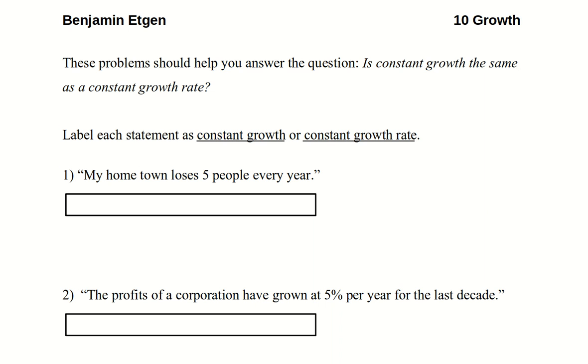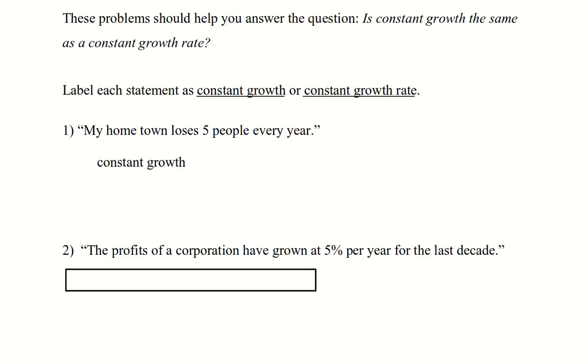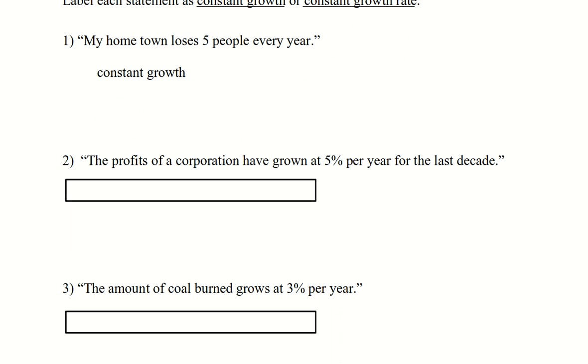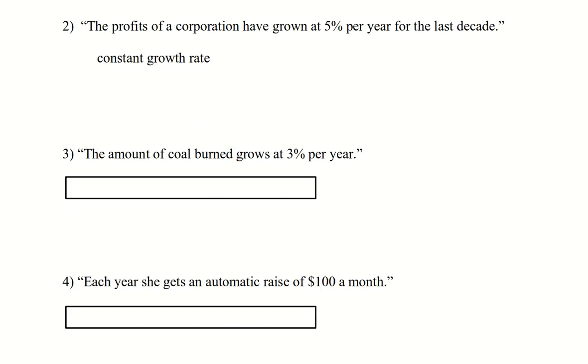So this first example says that my hometown loses 5 people every year. Now that's counting people. That's a constant amount of growth. You can say that the growth is -5. The second question says the profits of a corporation have grown at 5% per year for the last decade. That percent means that we're looking at a growth rate. That's a constant growth rate.